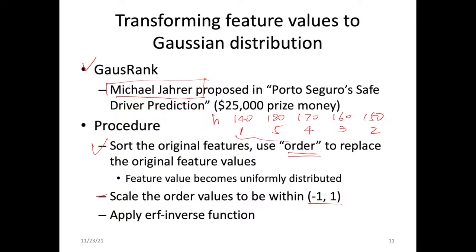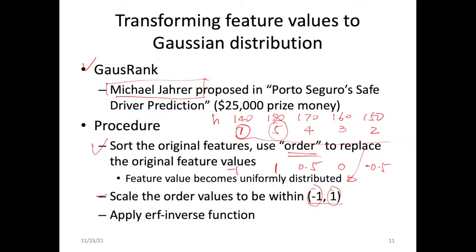Then we convert this to be between -1 and +1. So that means this one will become -1. This one will become +1, and the others are just within this range. So they will become: this is -1, this is +1, and this is 0, this is -0.5, this is +0.5. Okay?